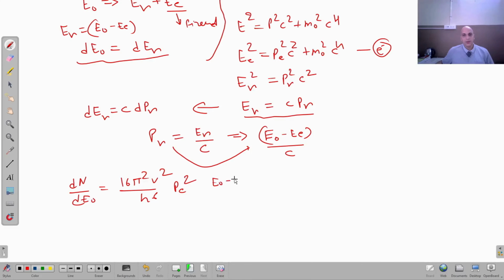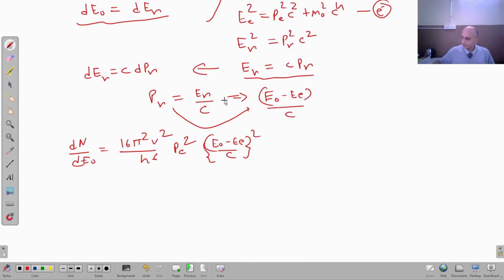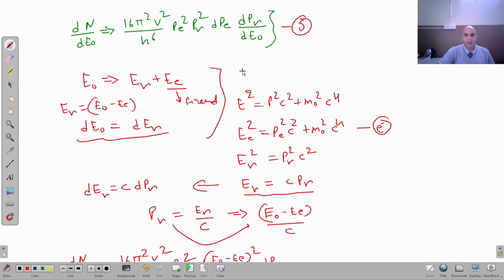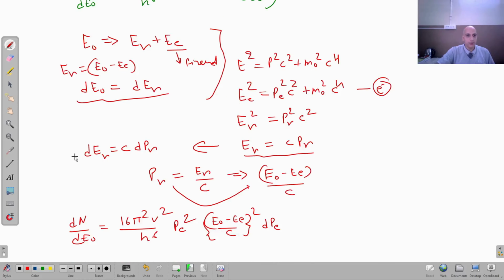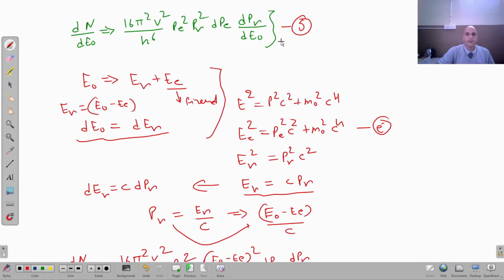(E naught minus E) upon C, and the whole factor square, right? Into dP_e, and then I have dP neutrino divided by dE naught. It is given here, right?